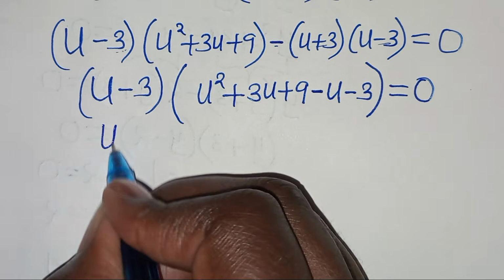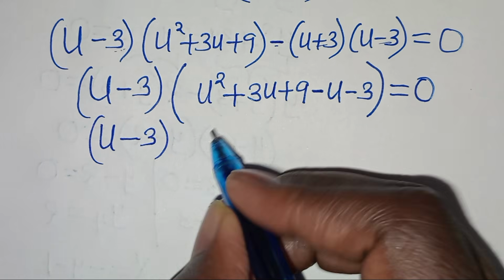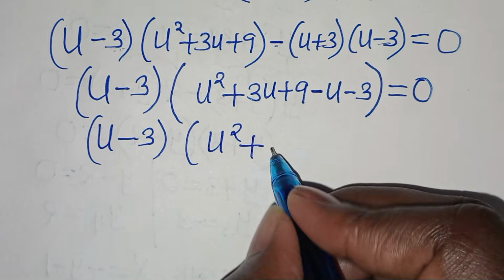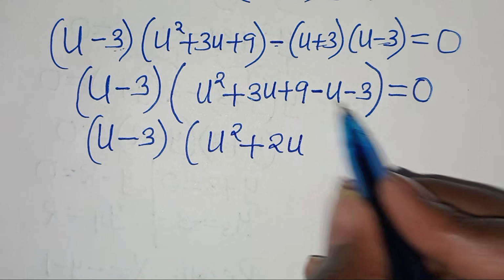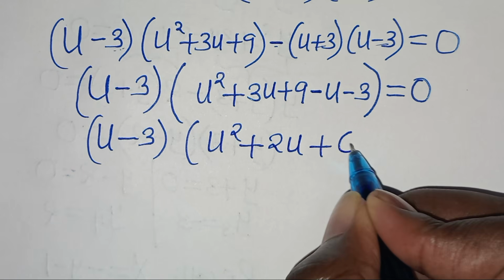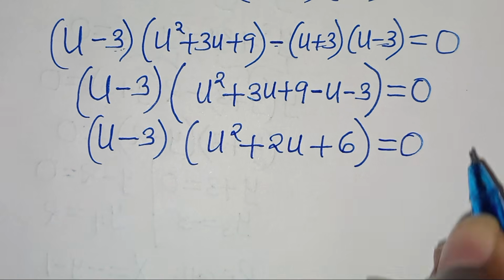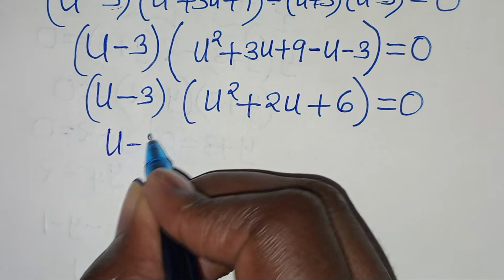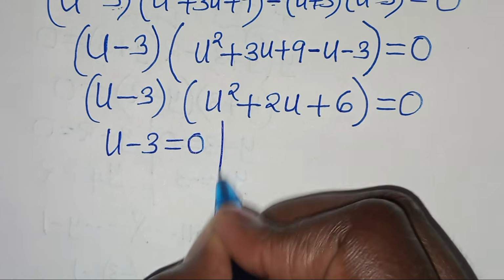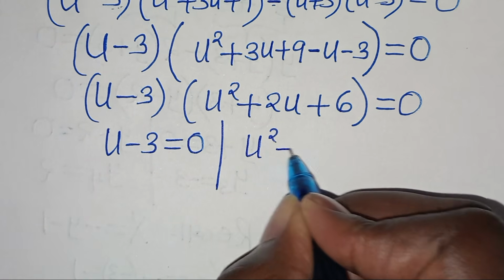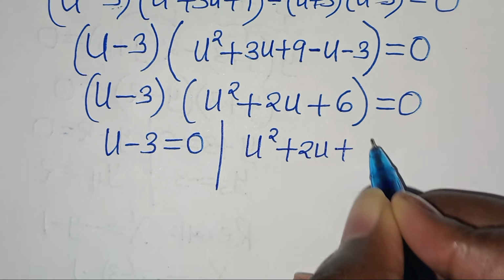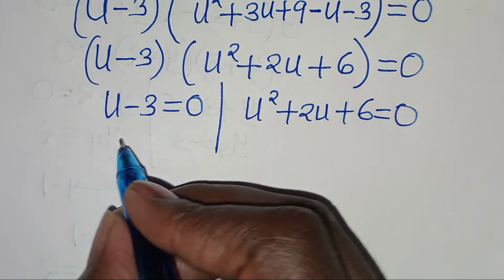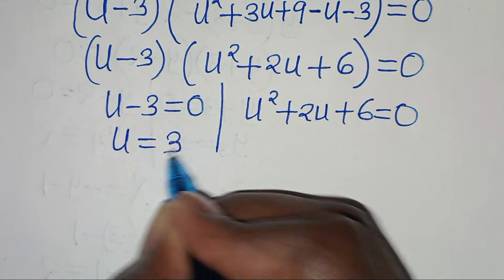So we have u minus 3, this is u squared, plus 3u minus u, this is 2u, then 9 minus 3, this is plus 6, this is equal to 0. So we have got two parts here. We have u subtract 3 equal to 0, and then we have u to the power of 2 plus 2u plus 6 equal to 0. From the first part here, we have that u is equal to 3.